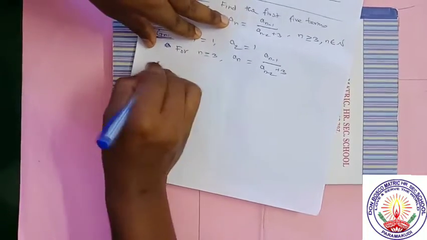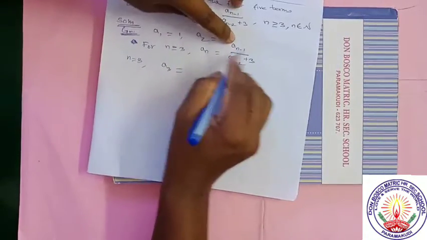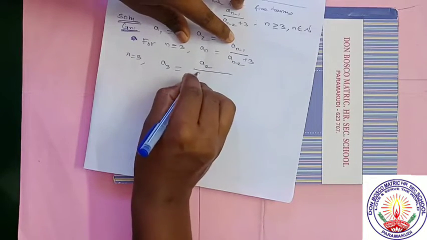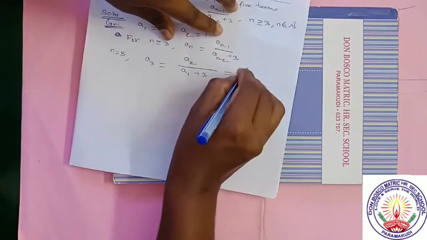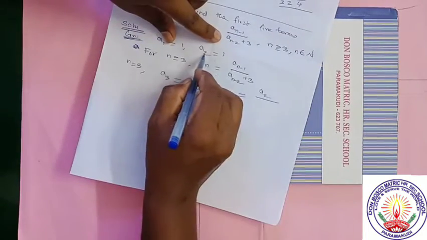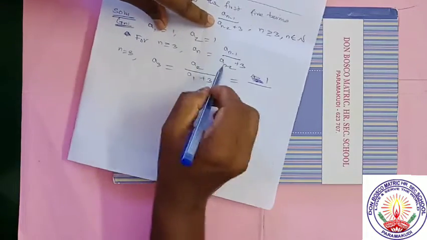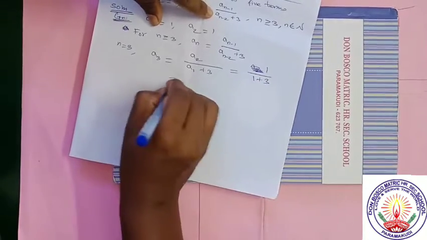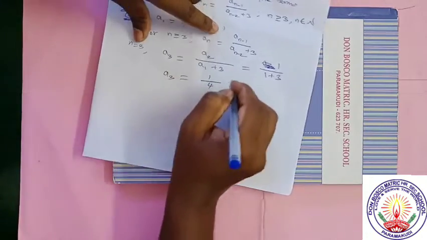Now put n is equal to 3. a3 is equal to, put n is equal to 3 here, a3 minus 1 is equal to 2 divided by a3 minus 2 is equal to 1 plus 3, which is equal to a2 by a1 plus 3. a2 is already given, a2 is equal to 1. So this is equal to 1 divided by a1 plus 3. a1 is equal to 1 plus 3. So which is equal to 1 divided by 1 plus 3 is equal to 4. Therefore, a3 is equal to 1 by 4.